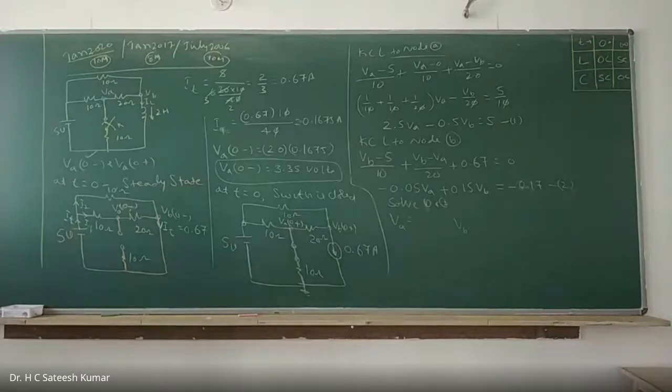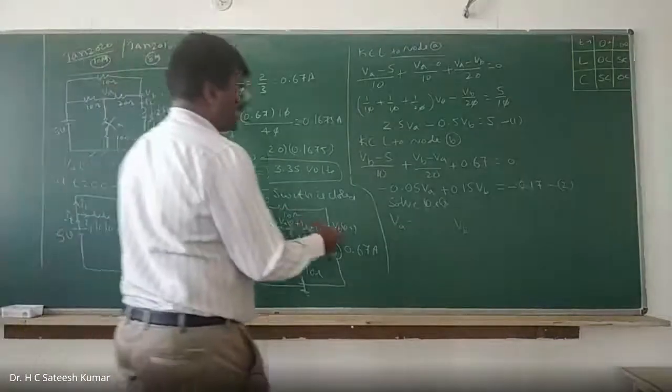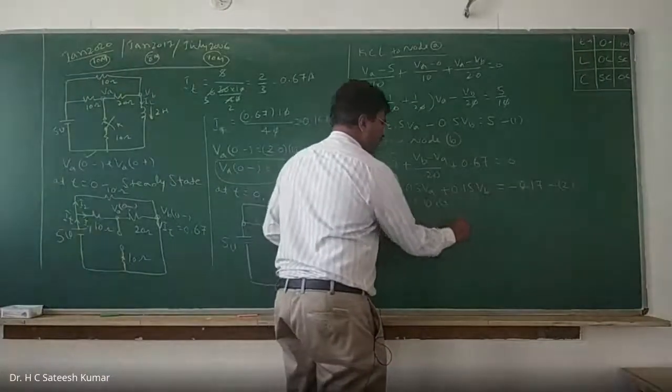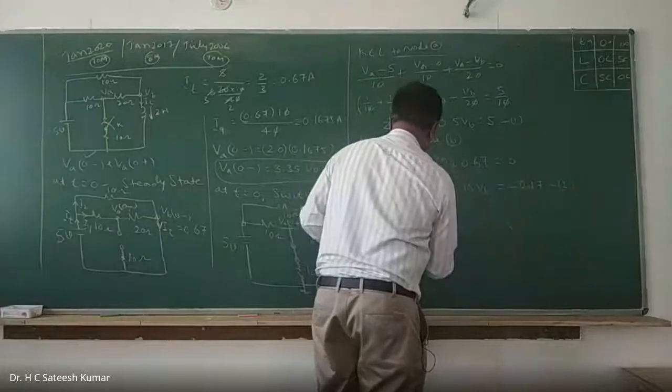Take one, 2 unknowns will be there. Which one? 2.5 minus 0.5. Put 5. 0.15 minus 0.17. Correct. VA is 1.9. Okay, that means VA is what?